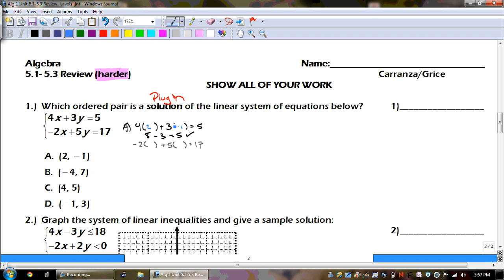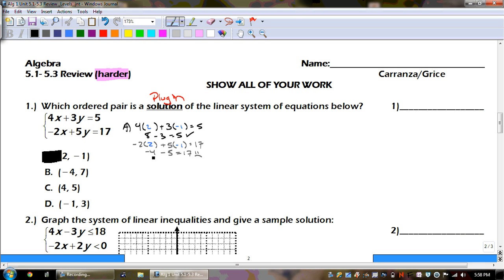And we are plugging in, once again, the point 2, negative 1. And negative 2 times 2 is negative 4. And then we get negative 5. And no. Because negative 4 minus 5 does not equal 17. So guess what? That's right. It's not A.